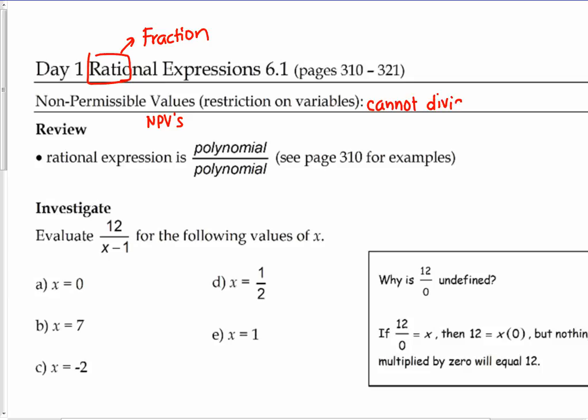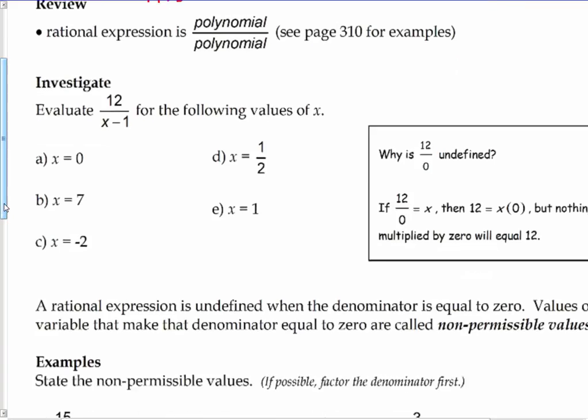by 0. So they result when your denominator is 0. What would make your denominator 0? Because we cannot divide by 0. So there are non-permissible values, values for our variable that are not allowed, not permissible. NPVs, because they are the values that would make the denominator 0, just not possible. So let's plug and play a little bit.